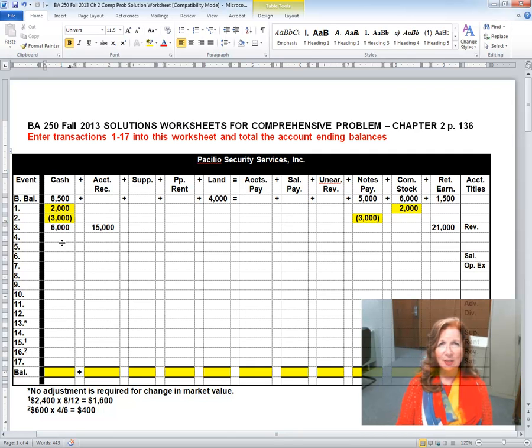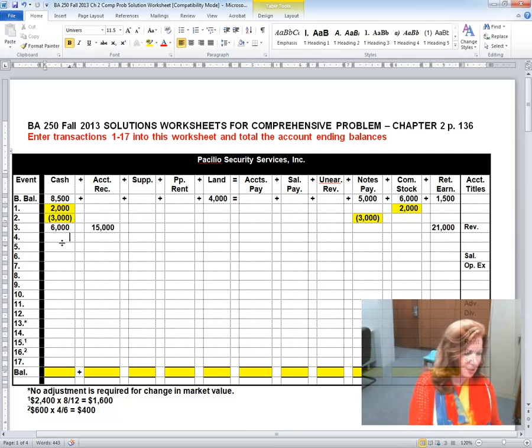So retained earnings goes up. It's a positive number in retained earnings for the $400 of rental income. And the unearned revenues, the rental obligation, is a bracket 400, so it goes down by 400 for the amount that's been earned.